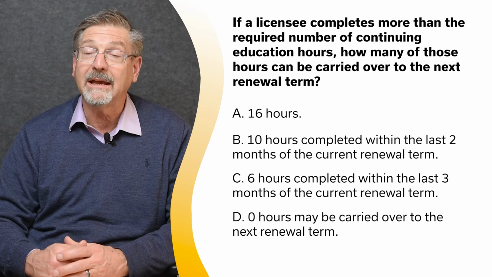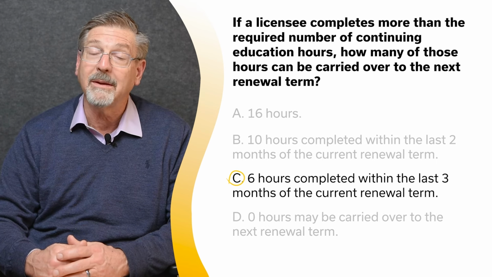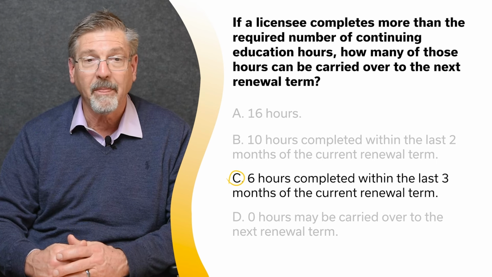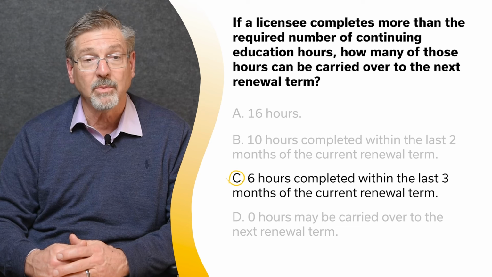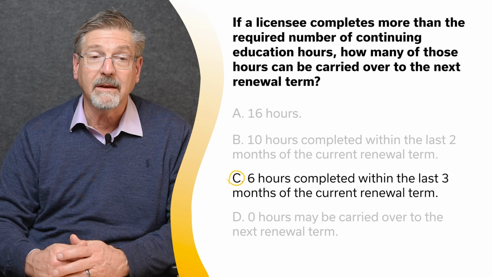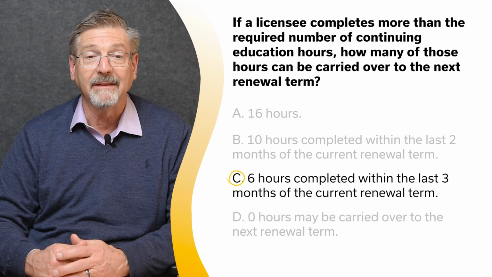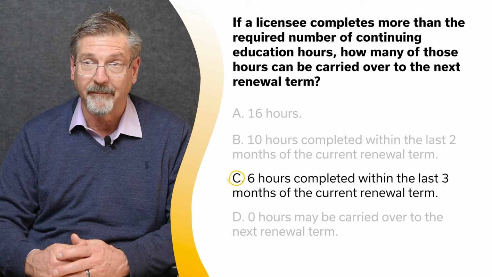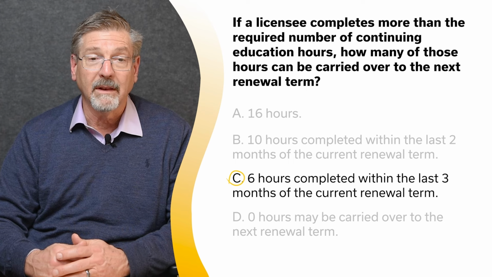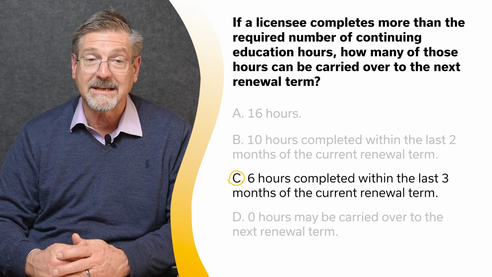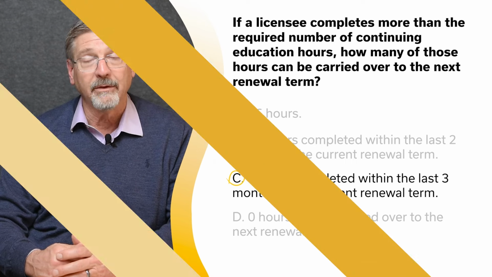The correct answer is C, 6 hours completed within the last 3 months of the current renewal term. A licensee who completes more than the required 16 hours of coursework may carry over to the next renewal term only 6 excess hours that were completed in the last 3 months of the current renewal term. Excess hours completed before the last 3 months or hours in excess of the 6 allowed hours may not be carried over or credited to any other term.